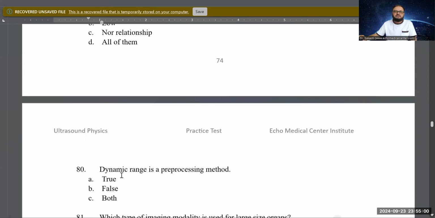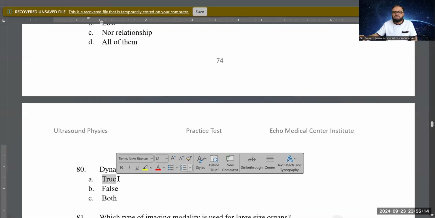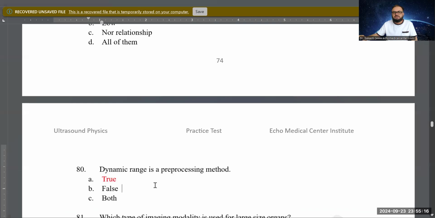Okay, so it says dynamic range is a pre-processing method. Is this true or false? What do you think? It has to be in real time. So is that pre-processing or post-processing? Exactly, it has to be pre-processed. It is true. It has to be in real time. Absolutely correct.